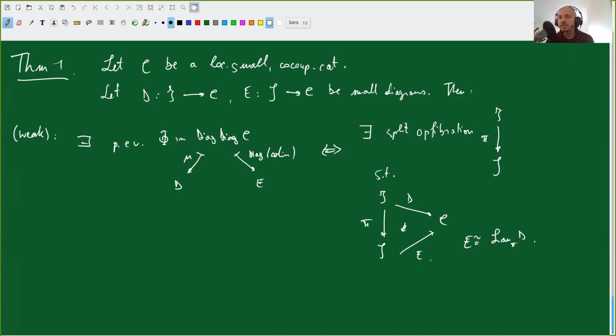So E is a partial colimit of D if and only if it's a Kan extension of D. Now you may want to see this is actually pointwise because I and J are small, C is cocomplete. So these are the nice kind of Kan extensions.